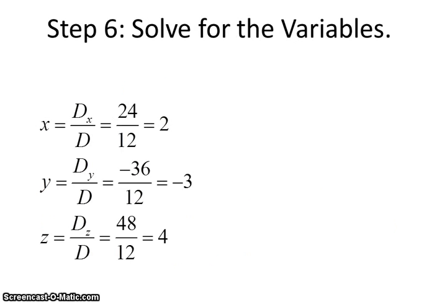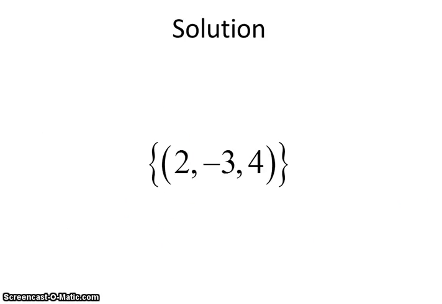So now we're ready to solve for our variables. X is equal to dx over d, y is equal to dy over d, and z is equal to dz over d. In this case, we're going to get all integers or whole numbers for our answers, 2, negative 3, and 4. And we go ahead and write our solution as an ordered pair in parentheses, and some teachers like you to put brackets around it to indicate that it's a solution set, and your solution set contains this ordered triple.